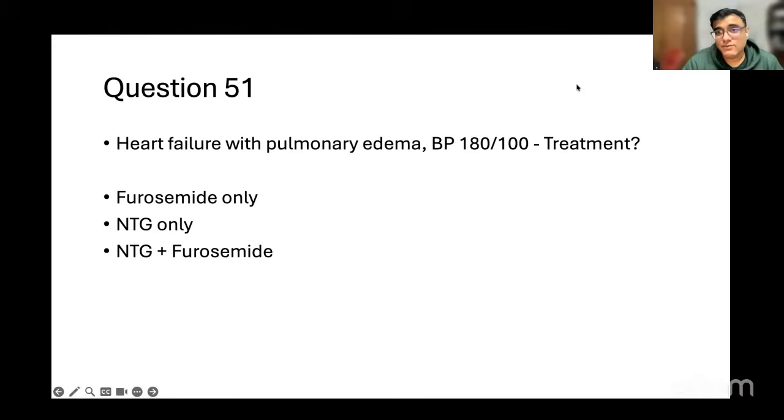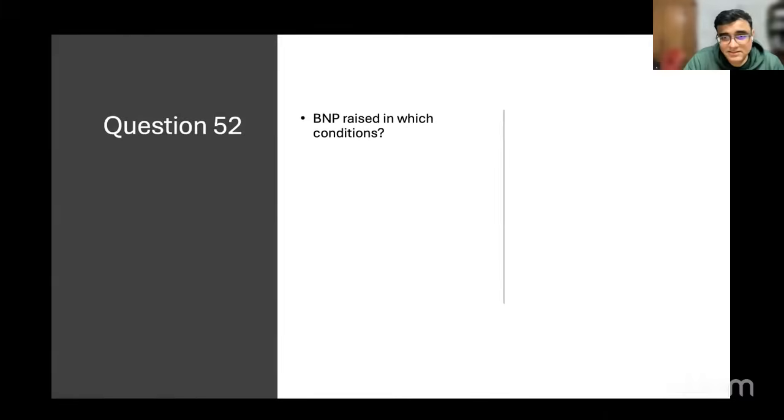Depending upon the scenario, it would have been correct, because in SCAPE diuretics do not have a lot of role. SCAPE is a redistribution of fluid, not fluid overload. Whenever there is fluid overload, you would use diuretics. But if it's just redistribution, then you have to take care of that with afterload reduction. So I'm not sure what scenario was given. NTG plus Lasix is what people are saying was probably the correct answer there.